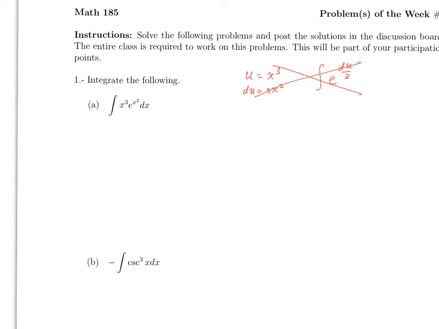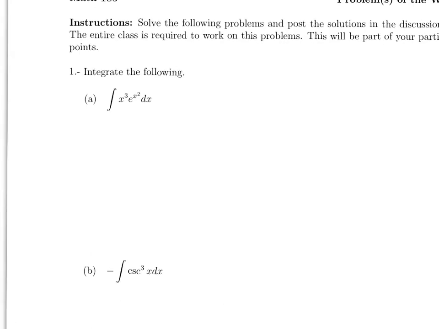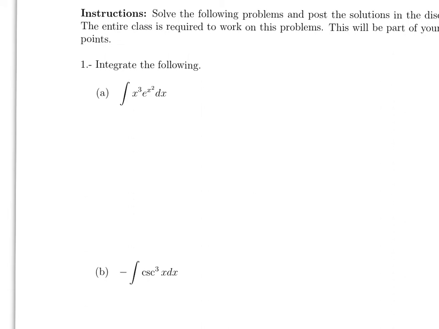So instead, you need to break this into two parts so you can do the integration by parts. Now there are multiple ways to do this, but probably the easiest way is the following. You should rewrite the integrand x cubed e to the x squared as x squared, and then you're going to borrow x from here, so it will be x e to the x squared, and then this will be u, and this will be dv.